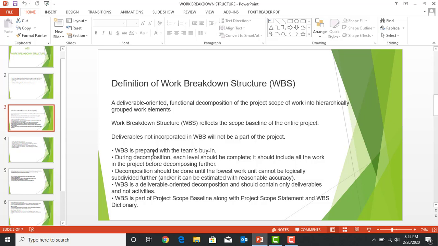Later on, when we are working on the schedule and other processes, we can take this work breakdown structure and use it for our ease of estimation, and then we can later use some activities, but that will still not be part of the WBS. So that is one very important thing that we should remember. The WBS is part of the project scope baseline, along with the project scope statement and the WBS dictionary.